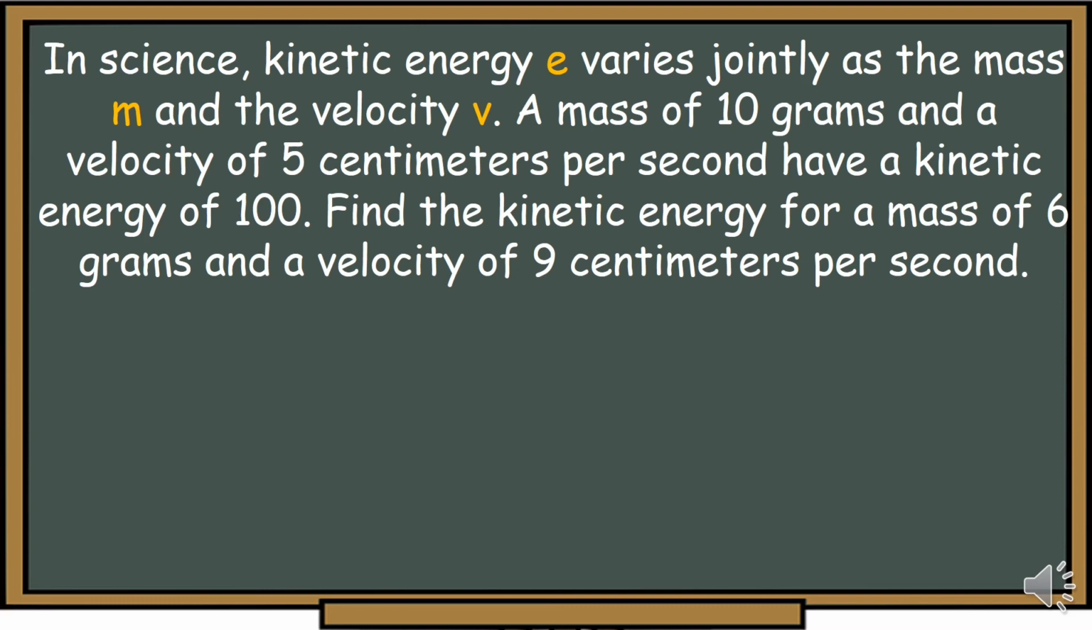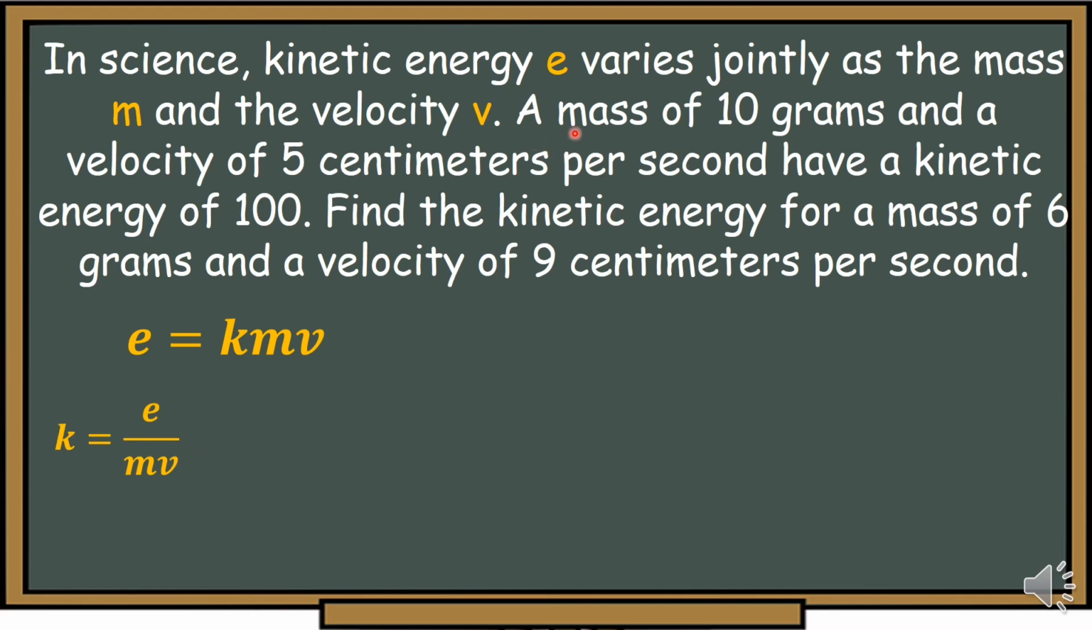Okay, as I have mentioned earlier, you have to know what is asked and what are the givens. And you need to translate the mathematical statement into an equation. In this case, the mathematical statement is kinetic energy varies jointly as the mass and the velocity. So E varies jointly as m and v. And that is E equals kmv. Our K is E over mv.